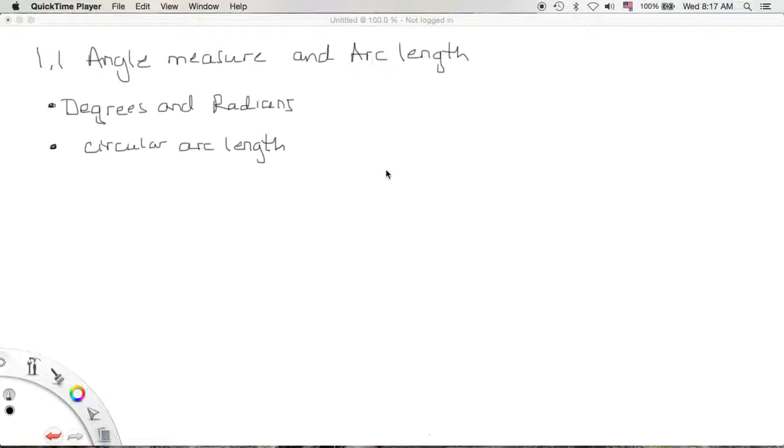Unfortunately, when it comes to actual measurements, there's a different way to measure angles called radians that actually makes more sense. So we're going to explore that a little bit with this lecture, and we're going to talk about how that affects our measuring of our arc lengths in a circle. So let's start by looking at angles in general.